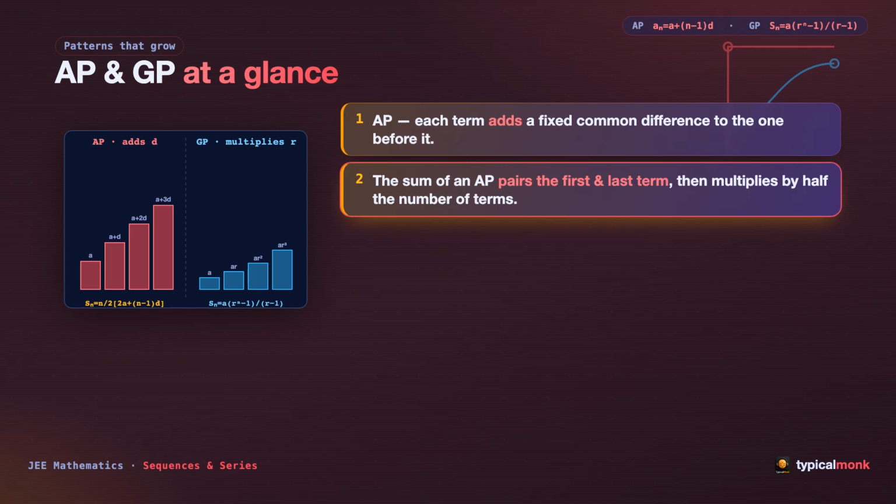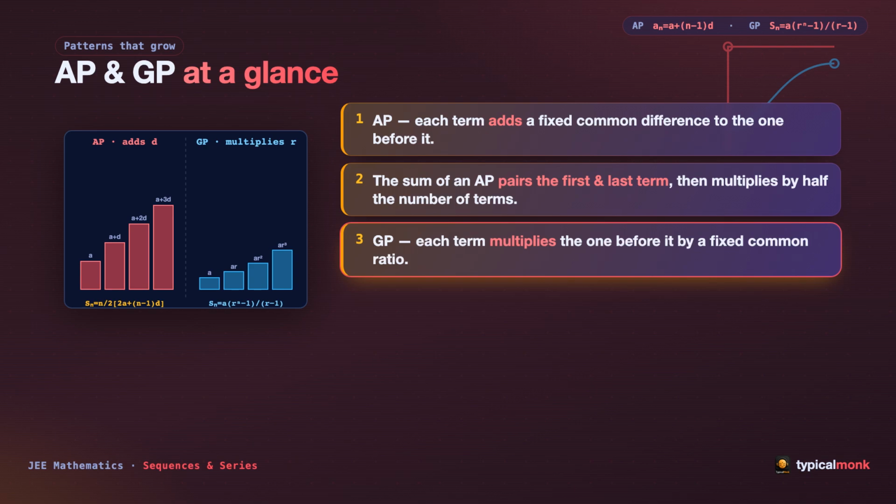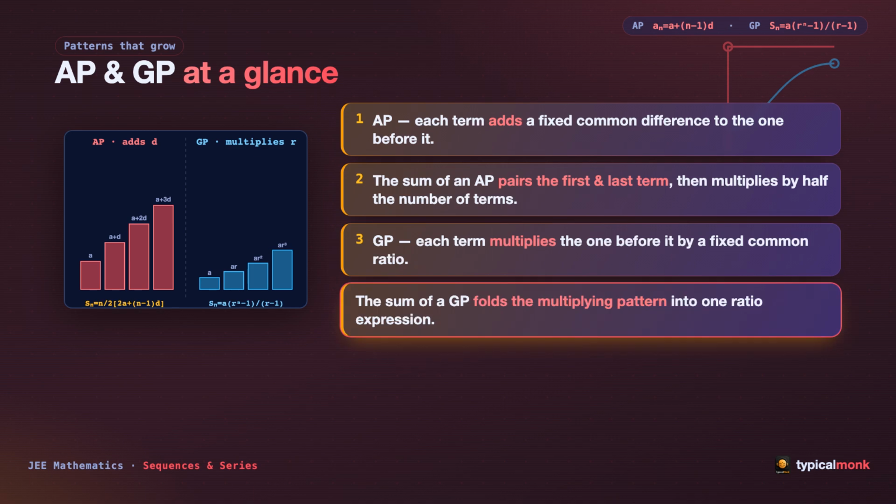Second, the AP sum, half of n times twice the first term plus n minus 1 lots of the common difference. It simply pairs the first and last term and multiplies. Third, the GP's nth term, the first term times the common ratio raised to the power n minus 1. Each bar is scaled, never added to. And fourth, the GP's sum, the first term times the ratio to the power n minus 1 over the ratio minus 1, valid whenever the ratio is not exactly 1. Lisa keeps them apart with one line: AP adds, GP multiplies, and she never mixes the formulas again.